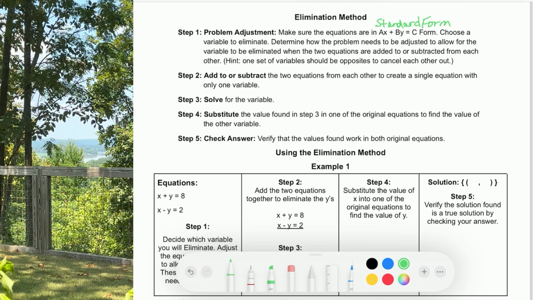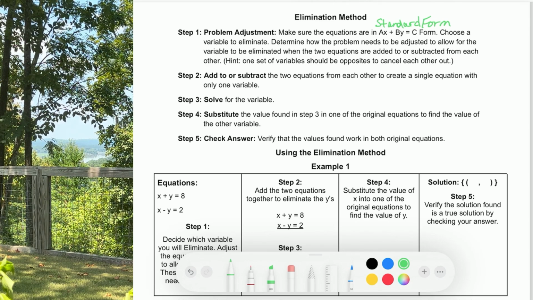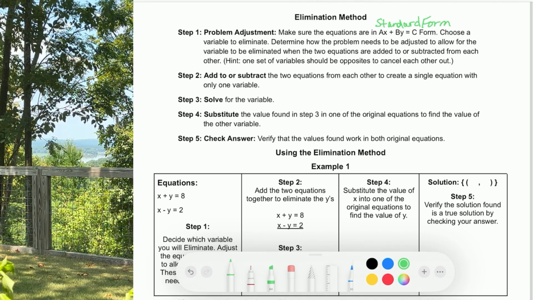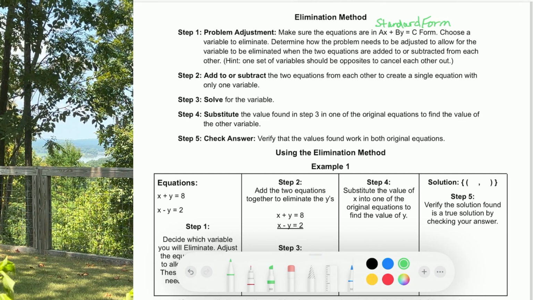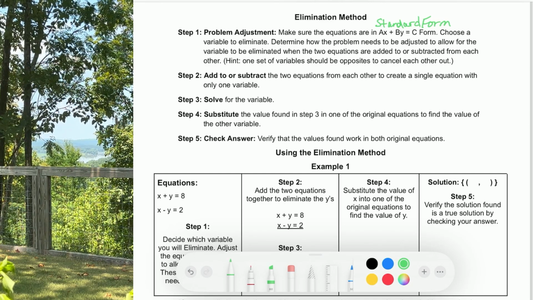Step 2, add or subtract the two equations from each other to create a single equation with only one variable. Step 3, solve for the one variable. Step 4, substitute that value found in step 3 in one of the original equations to find the value of the other variable. And then step 5, check your answer. Verify that the values found work in both original equations.